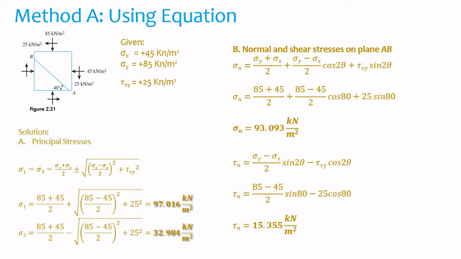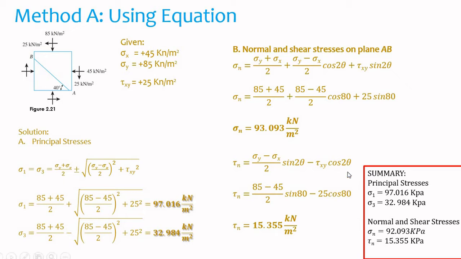And then don't forget to place your summary. So we are able to arrive at the value of the principal stresses, sigma 1, sigma 3, and then the normal and the shear stresses, sigma n and tau n, with the use of the equations. So this is method A.